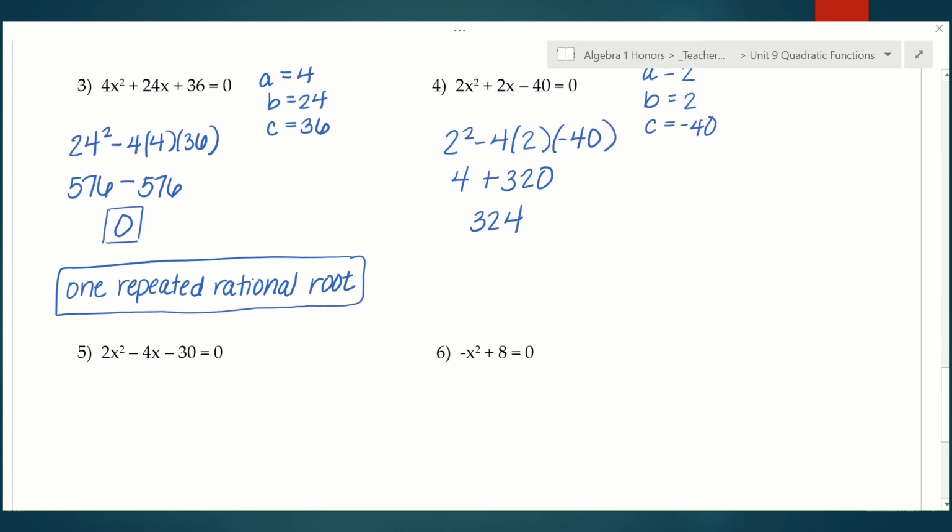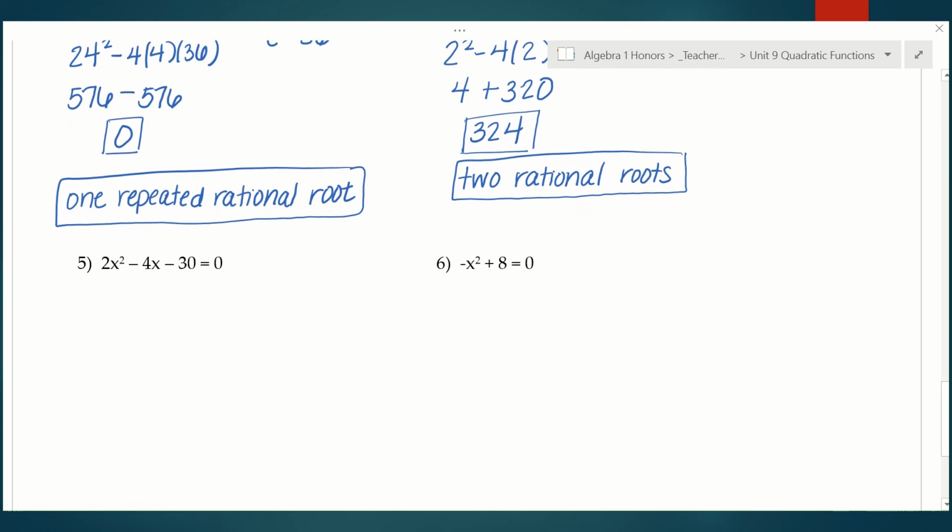Okay, so 324 is a positive number, which automatically tells me that there will be 2 roots. We just have to determine if it's going to be a rational or irrational. And 324 actually is a perfect square. It's 18 squared. And so this would mean that there are 2 rational roots. Okay, so if it's a perfect square, we know that they are going to be rational. If it's not a perfect square, it's irrational.